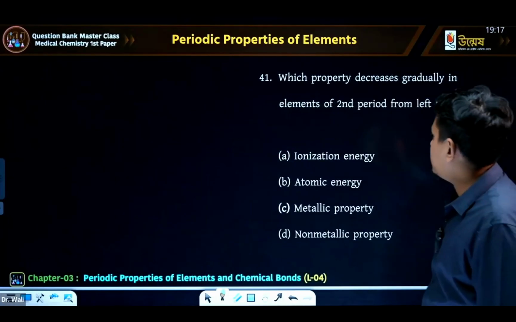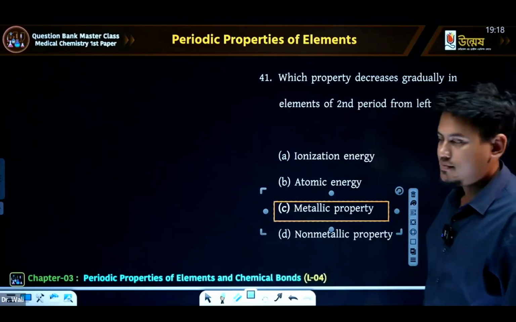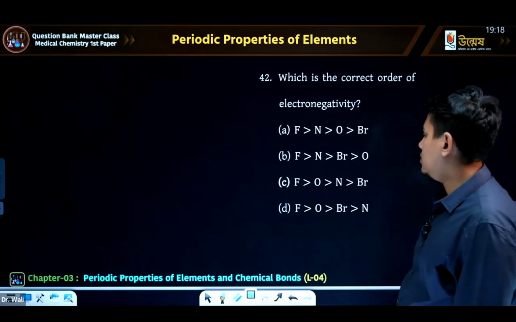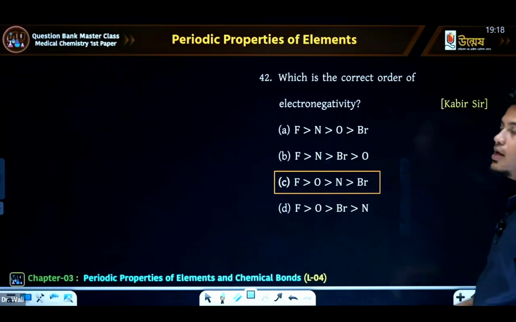Which property decreases gradually in elements of second period from left to right? Certainly it is metallic property. We have learned that from Vidhatar Parikha. Which is the correct order of electronegativity? Electronegativity, as we have already learned, fluorine should be higher than oxygen, should be higher than nitrogen, and that should be higher than bromine as well.